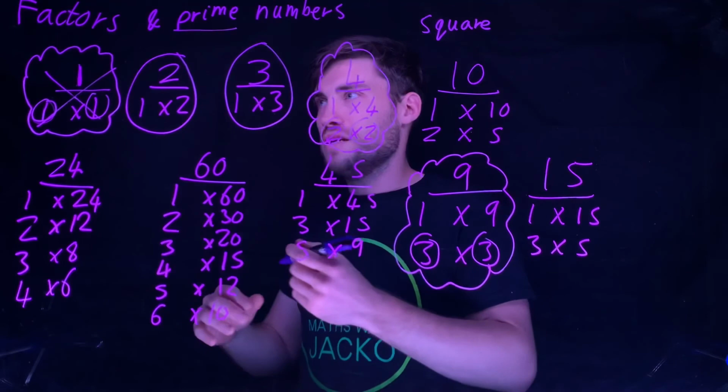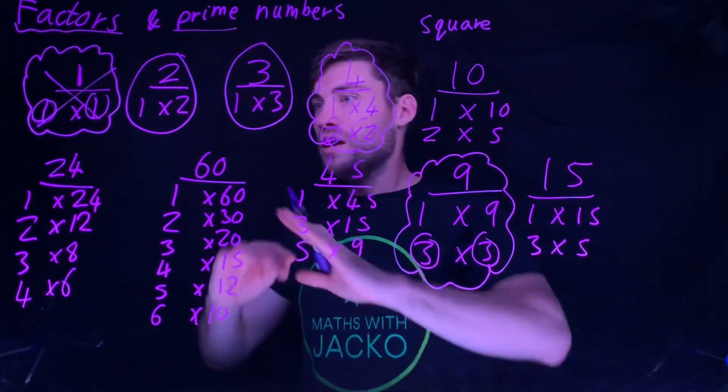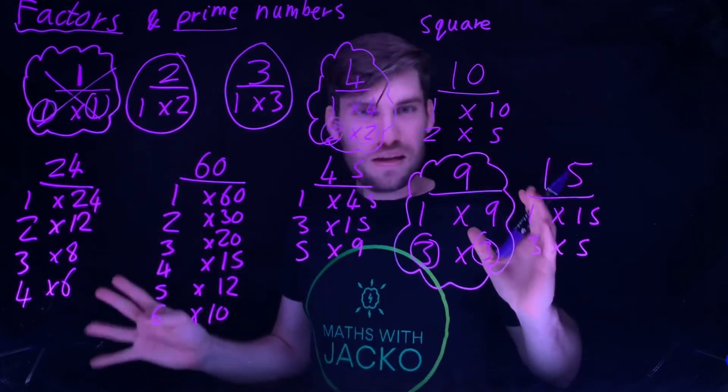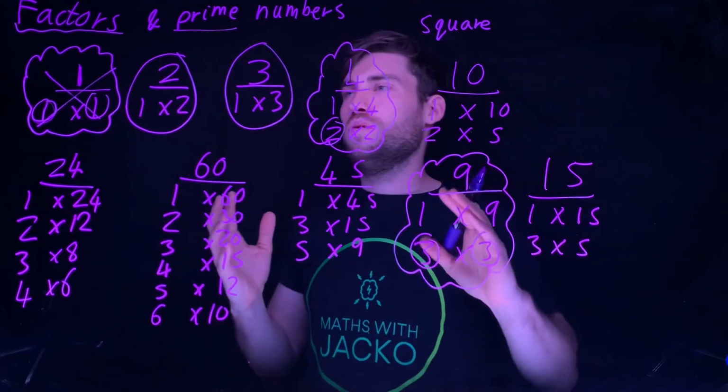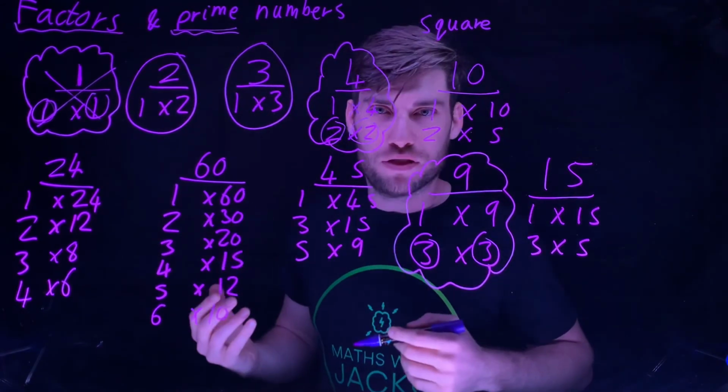So to summarise this one, hopefully now you've got a bit more understanding of what factors are. You've got a great technique to realise what numbers go into what as well. And you've got a bit of an understanding of what prime numbers are, okay?